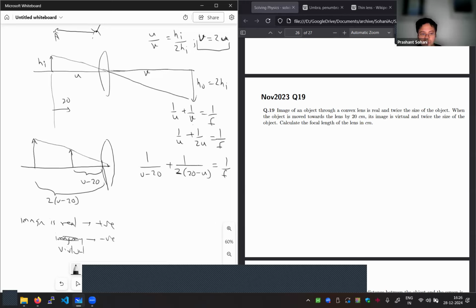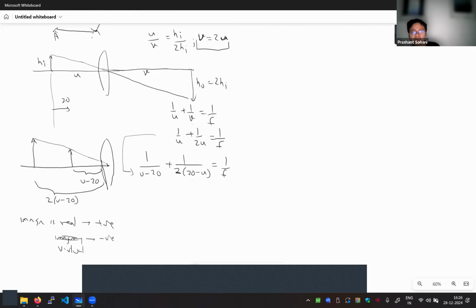So again, understand why this sign got flipped, because the image is virtual. And so now I have two equations and two unknowns, right? So I can solve and get the value of u and f. So let me just do that quickly. From the first equation, I can rewrite it as 2 upon 2u plus 1 upon 2u is equal to 1 upon f. So 3 upon 2u is 1 upon f. So u is 3f by 2.